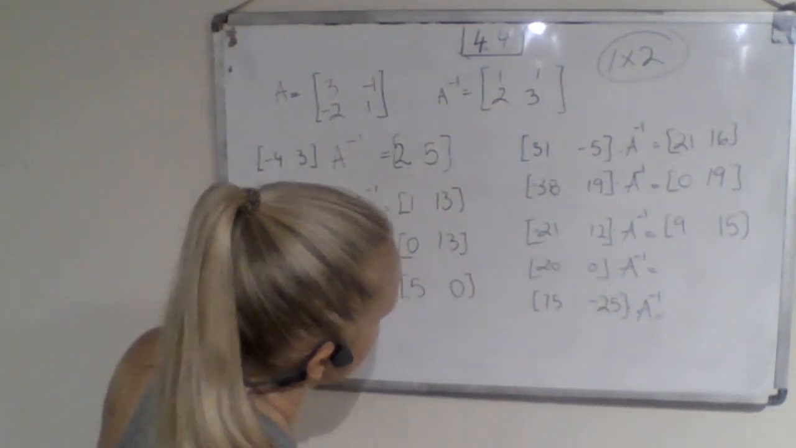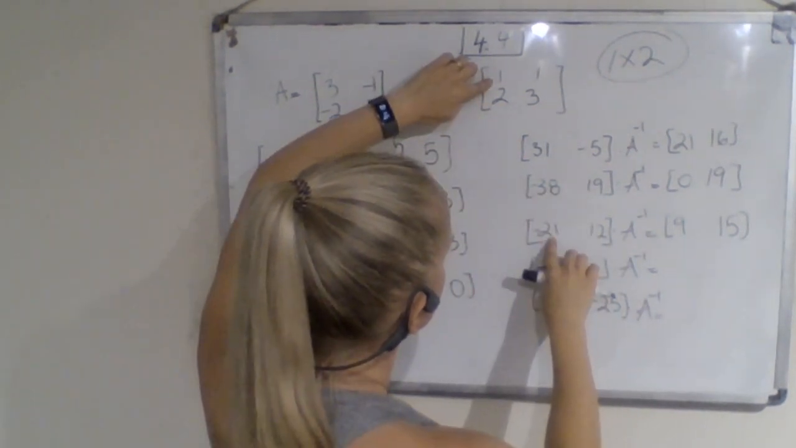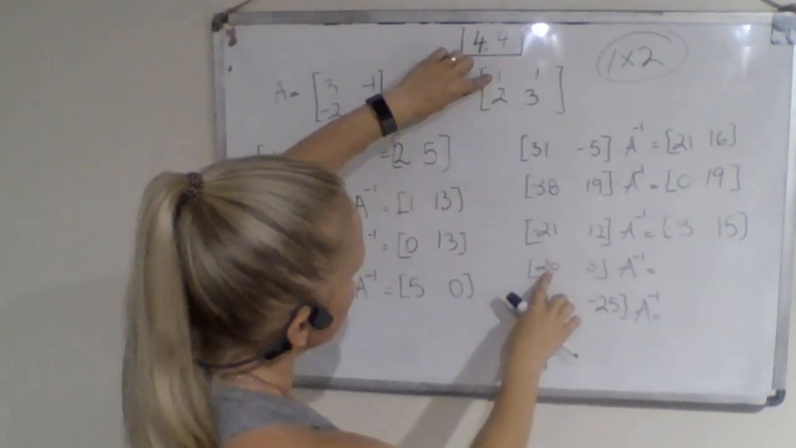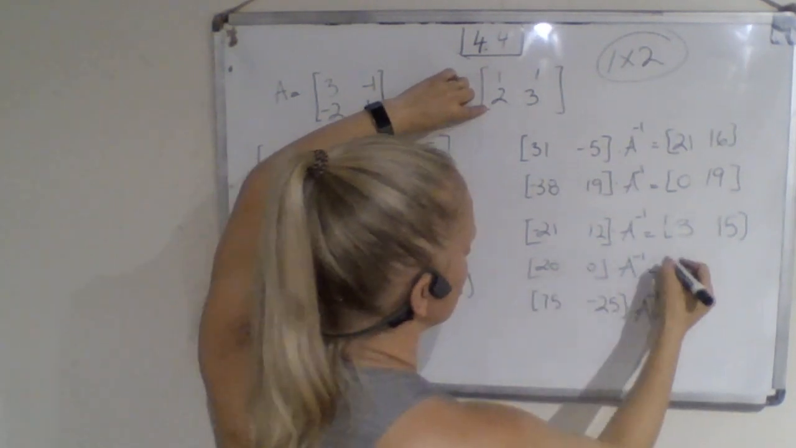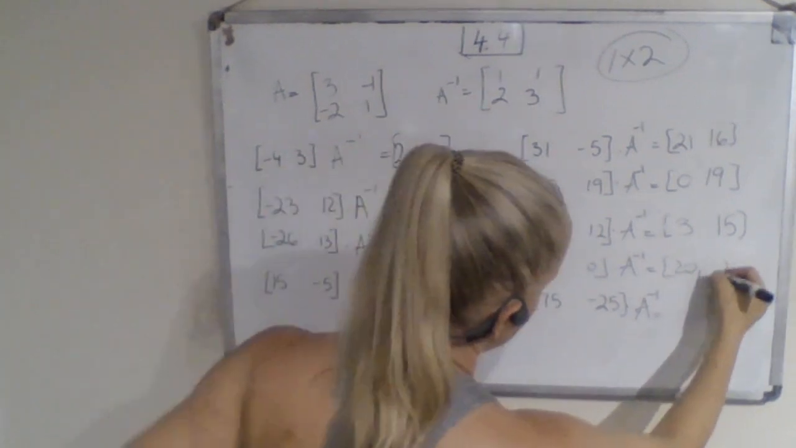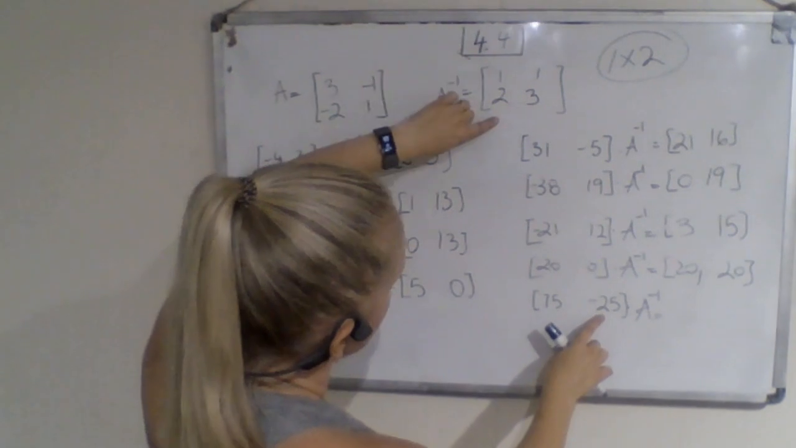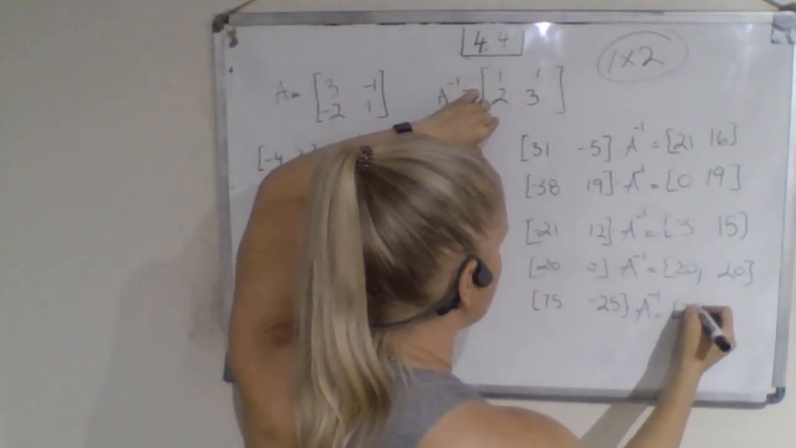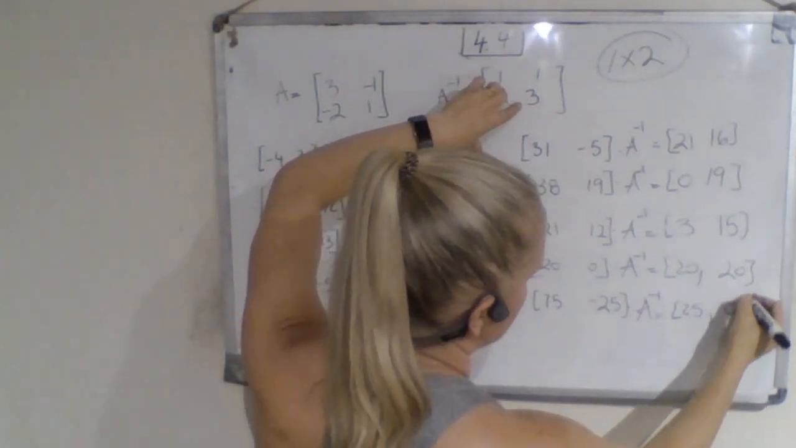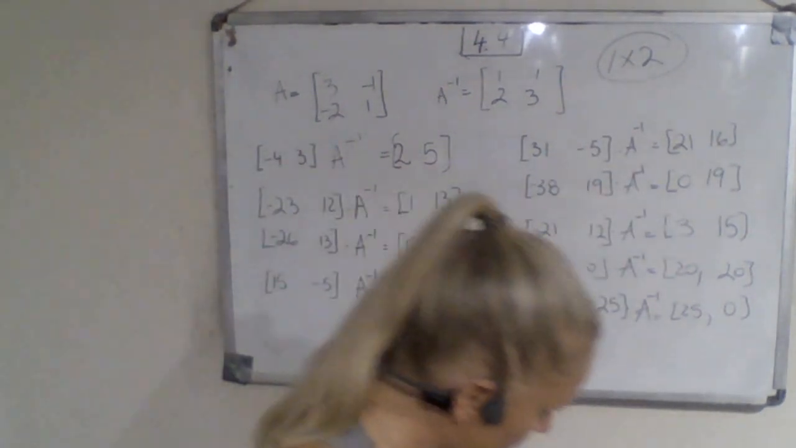I'm always making sure I get this right. Answer, I did not get this right. Negative 21. Oh, plus 24. It becomes a 3. Sorry. 20 plus 0, 20. And then the last one, 75 minus 50 gives me a 25. And then 75 minus 75 gives me a 0. And I got all of these row matrices. This is a long video just because of this.